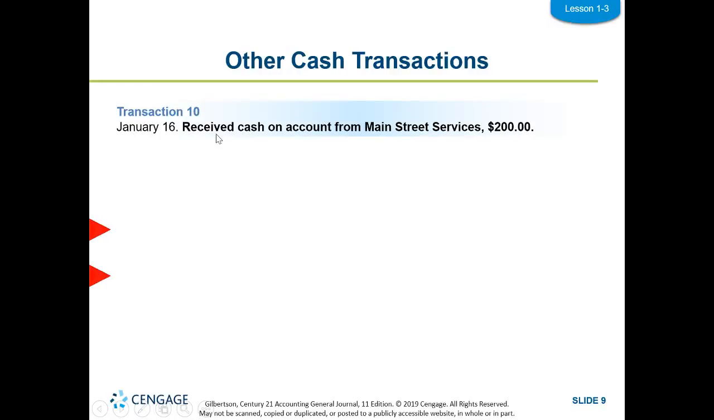So on January 6th, we received cash on account from Main Street Services, $200. Now, if we look at this, we received cash. So cash is our first account. And from Main Street Services, so our accounts receivable, Main Street Services is affected. Cash is an asset. Accounts receivable, Main Street Services is an asset. You notice sales was not involved here. We've already recorded the sales because we had to do it at the time of the sale, okay?